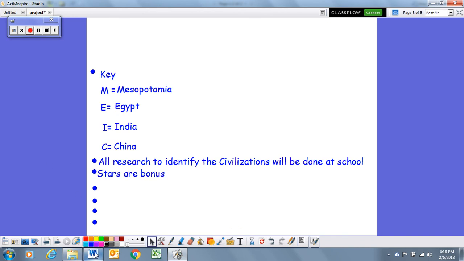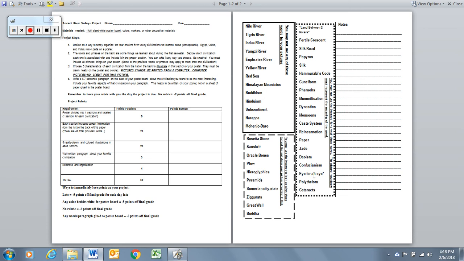Also, the star is your bonus. So this word right here is a bonus word. If you get it, fine. If you don't, no points off.